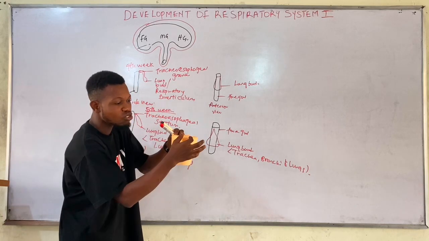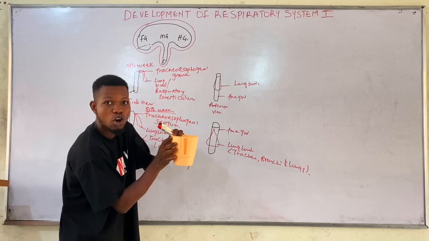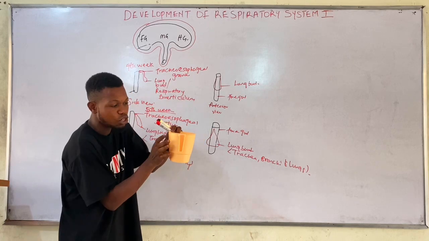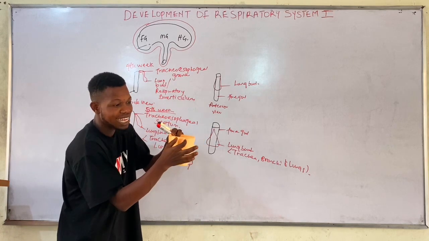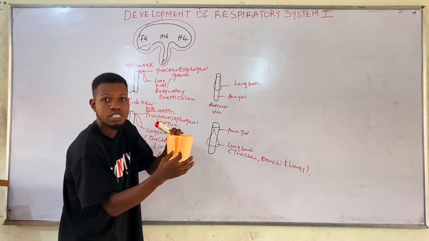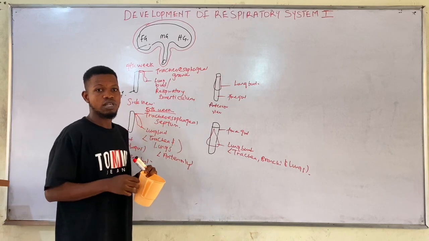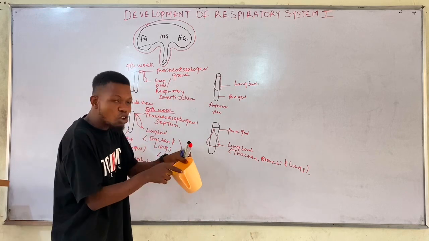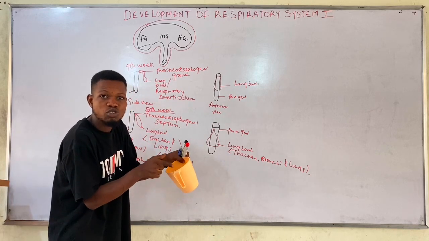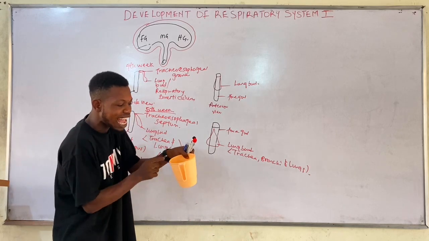That's why you see the trachea anteriorly and the esophagus posteriorly. It tells you that the esophagus is coming from the foregut, and this is coming from the lung bud, which is the trachea and the lungs. Now imagine there is no obliteration of the communication between the trachea and the esophagus.